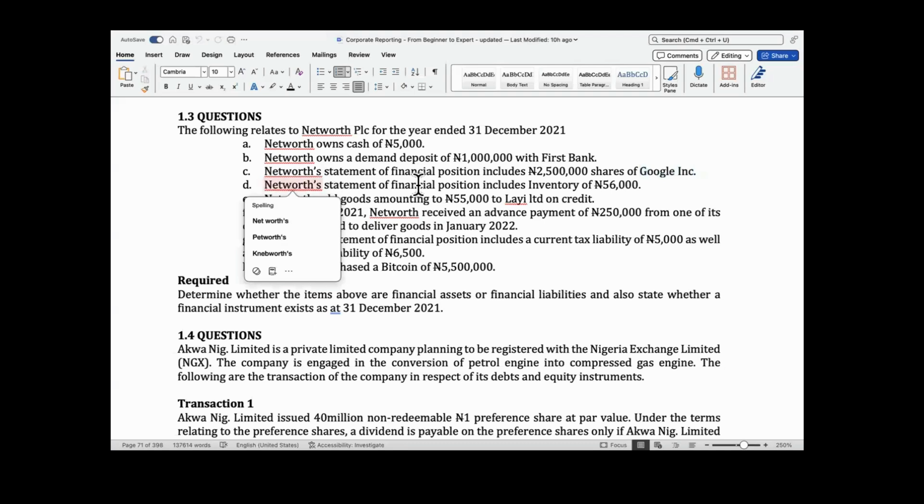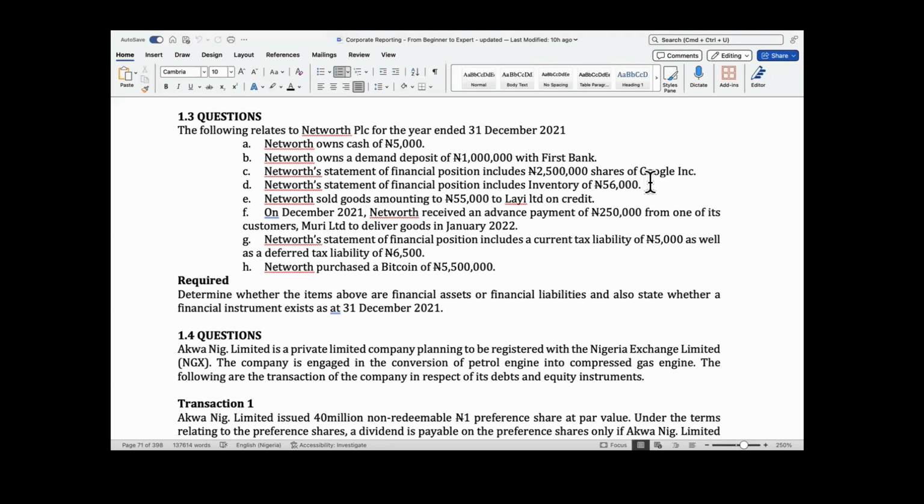The next one says Net worth's statement of financial position includes inventory of 56,000. In this case, inventory is not a financial asset. Like I've told you earlier, inventory only gives you an opportunity to generate cash. It doesn't give a right to receive cash. Inventory is not cash, and it is not an equity instrument of another entity. Inventory does not meet the definition of a financial asset.